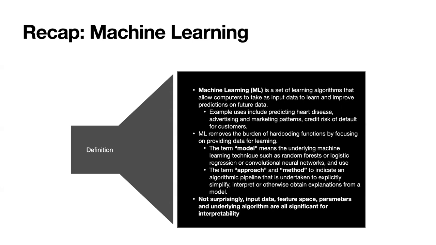Just in terms of informal notation and terminology, I'll often say model to refer to a machine learning model like a random forest or deep learning or whatever. And I'll use the term approach and method to often refer to the pipeline that we will need to implement to enable explainability. Now, it shouldn't come as a surprise that what you will see in the rest of the tutorial, of course, will involve various aspects of the machine learning model's design. So this is everything from input data to the feature space to the parameters. So for instance, in deep learning, the parameters might be the weights and the vectors. It might be the number of layers. It might be the number of nodes, etc.